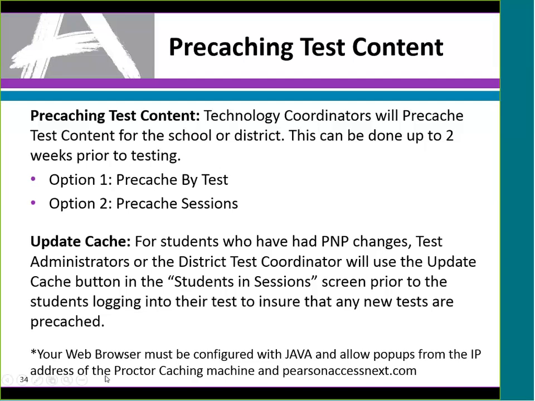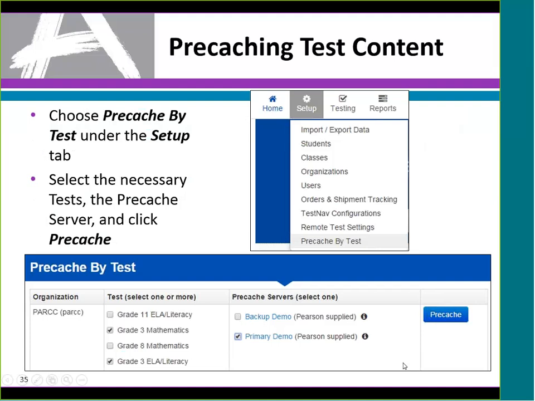And then your web browser must be configured with Java to allow pop-ups from the IP address and the Proctor Cache machine. And you'll see that when we're going through the actual demo of how to do it. So pre-caching by test is very simple.